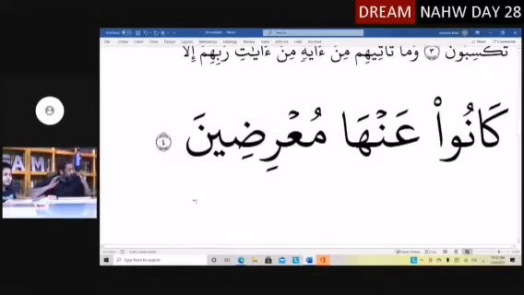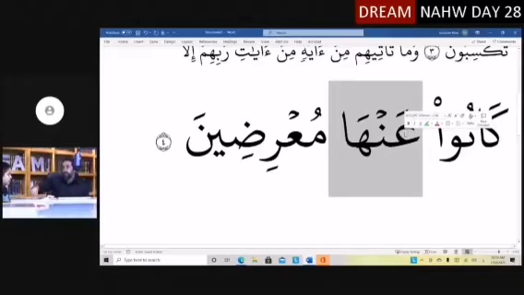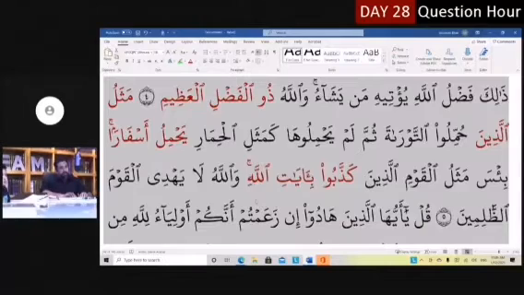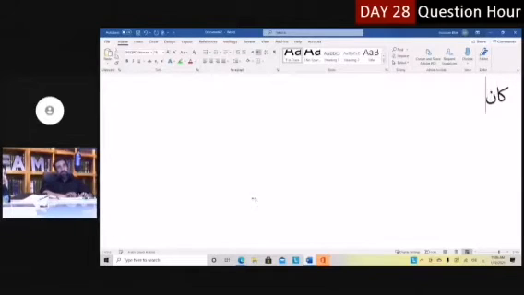Now, the normal order is mubtada, khabar, muta'alliq bil khabar. Is this the normal order? No. That means that anha is earlier. If it's earlier, then I say this is muta'alliq bil khabar muqaddam. And mu'ridin is later than expected, so it's khabar mu'akhar. Everybody got that? What did I say kana means? Kana, he was.